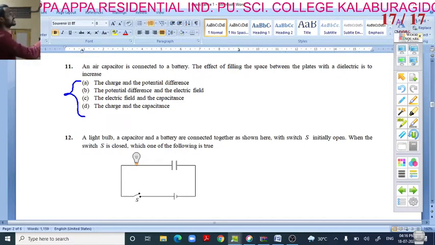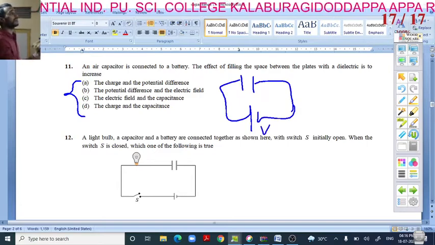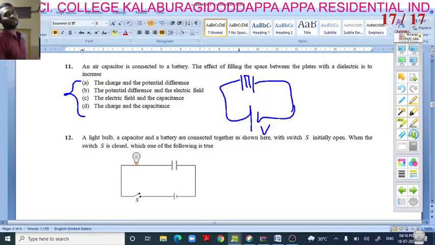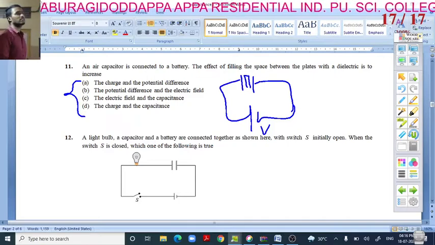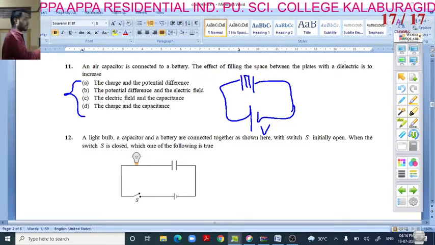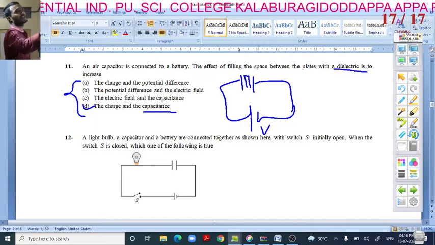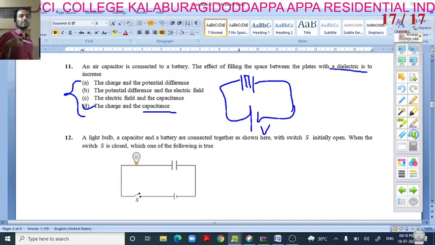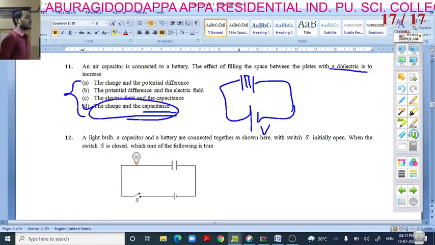An air capacitor is connected to a battery. This is an air capacitor connected to a battery, filling the space between the plates with dielectric. The purpose of dielectric, if you know, you can answer this. Based on that, I can say your option is D, charge and capacitance. The purpose of dielectric is to increase the capacitance. Capacitance increasing is nothing but we can store more charges, so the capacitance will increase. So this is our option.